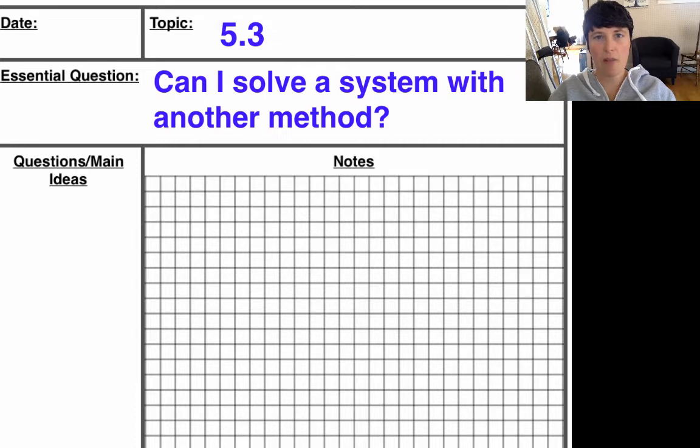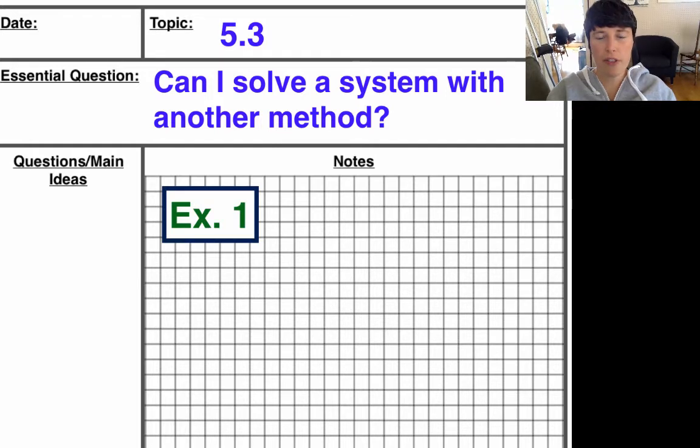5.3 is the section in our book if you're in our class. And the essential question that this video focuses on is, can I solve a system with another method? Now if you've been watching the prior videos, we are getting pretty good with a method called the substitution method. But I want to show you another way that we can solve these system problems, because that is not the only way. So we are going to get into our first problem today.